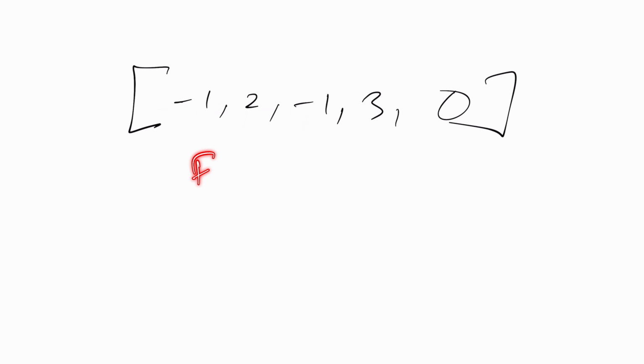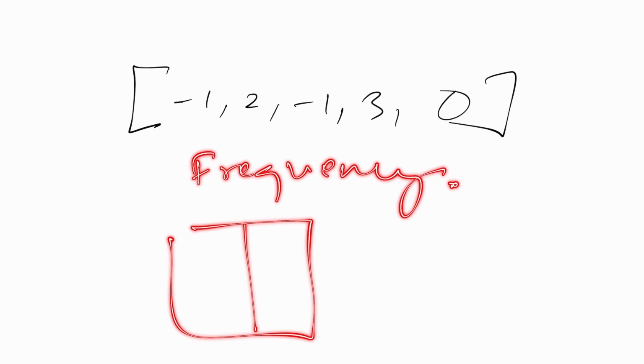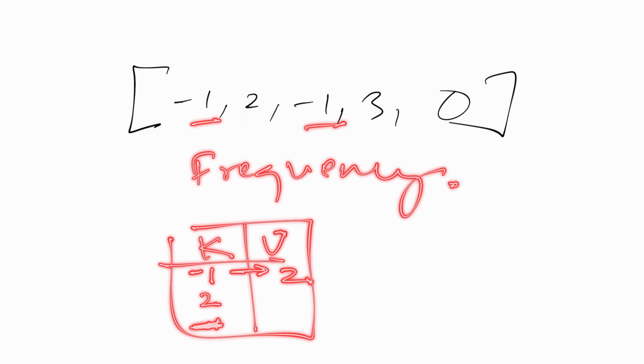So we need a frequency matrix. What will the frequency matrix have? Two things: keys and values. The key is the data. For example, I have the keys as -1, 2, -1. No, -1 is repeating, so the key cannot be repeated. So -1 will have the value 2 because it is repeating 2 times. 2: is it repeating? No, it will be 1.